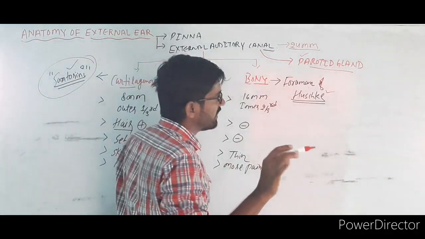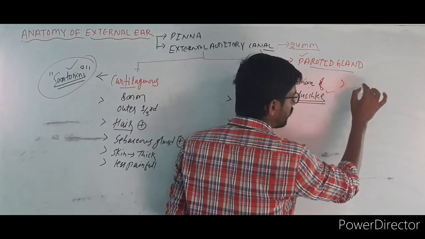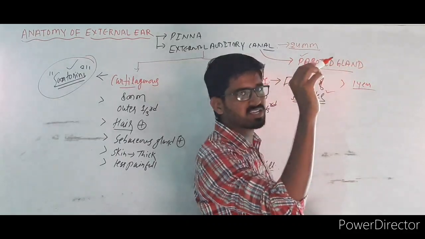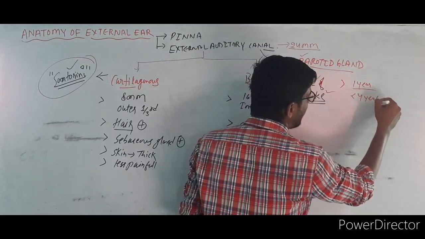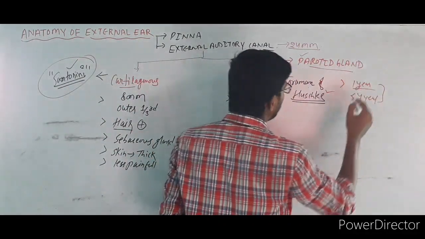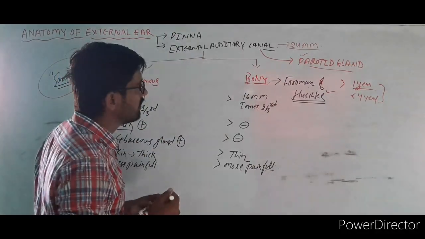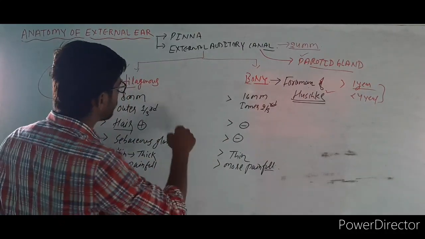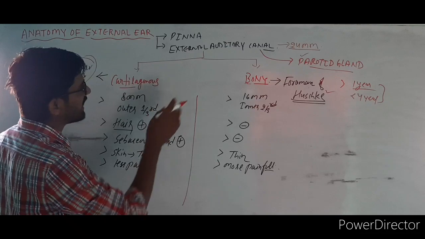Am I right? This condition is seen in infants only, up to 1 year. In some books it's mentioned up to 4 years, so you remember less than 4 years is also right. And after that, what happens? After that these fissures close, so in adults this infection can't be transmitted. So this is the common difference between the bony part and the cartilaginous part.